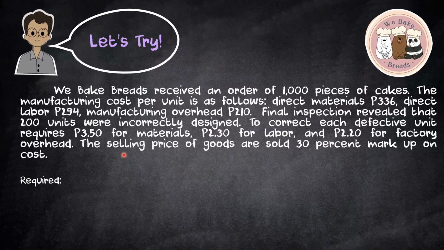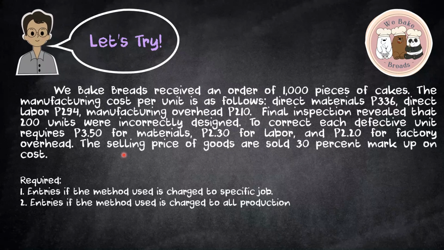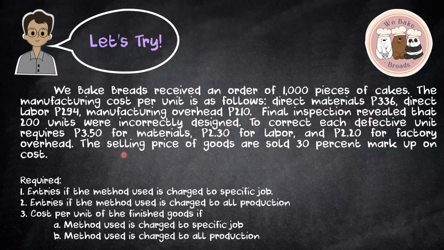So, we are required to, number 1, make an entry again if the method used is charged to specific job. And number 2, make an entry again kung charge to all production naman. And number 3, cost per unit of the finished goods if letter A, specific job, letter B, charge to all production. So again, ulitin natin para mas malinaw. Pag specific job, work in process tayo magcha-charge. Kapag all production, manufacturing overhead. And this time naman, sa unit cost lang tayo mag-e-end. Di na natin kailangan hanapin pa si selling price.